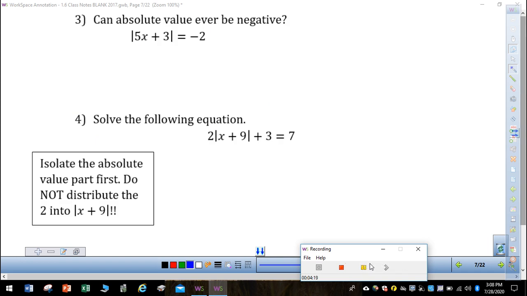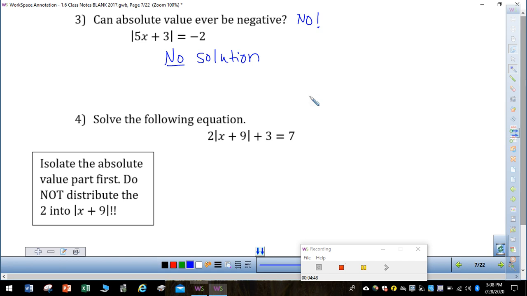Can absolute value ever be negative? Well, if we think about the definition that we said earlier, absolute value measures the distance away from 0, and distance is always positive. So the quick answer to this question is no. And so if we see a quantity like this, the absolute value of something, in this case 5x plus 3, is equal to negative 2, this is an equation that has no solution. The absolute value, the distance away from 0, can never be negative. So be on the lookout for that. Usually I put at least one of those in an assignment for this unit. It could even show up on a quiz or a test.